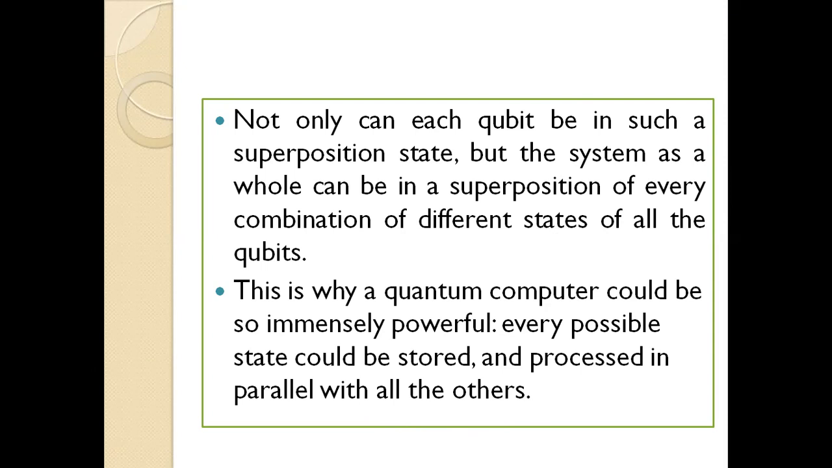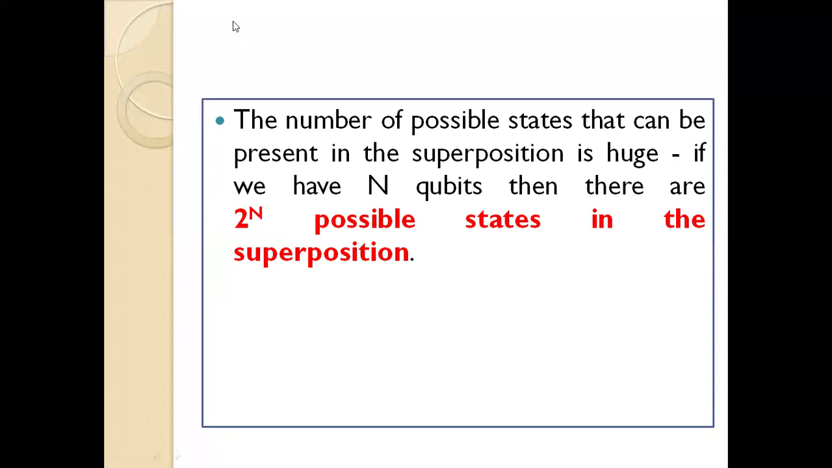The main reason is that any combination, any superposition of different qubits, is possible. And again, a qubit itself is a superposition of 0 and 1, where we take complex numbers as coefficients. Because of this, massive parallel computing is possible, and that's how quantum computing is more powerful than our traditional computing. Now, the number of possible states that can be present in a superposition is huge. If you have n qubits, then there are 2 to the power n possible states in the superposition.